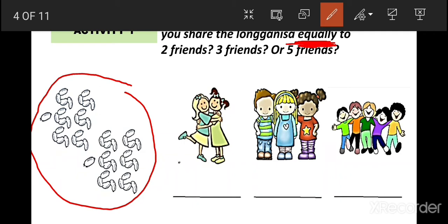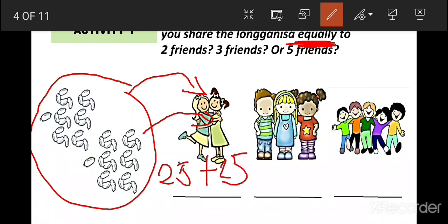If it's only 2 friends, can I divide it equally, the 50? Yes, I can give 25 to the first friend of mine, and I can give another set of 25 pieces of longanisa to the second friend of mine. So 25 plus 25 is equal to 50. Both of them were given 25 already.